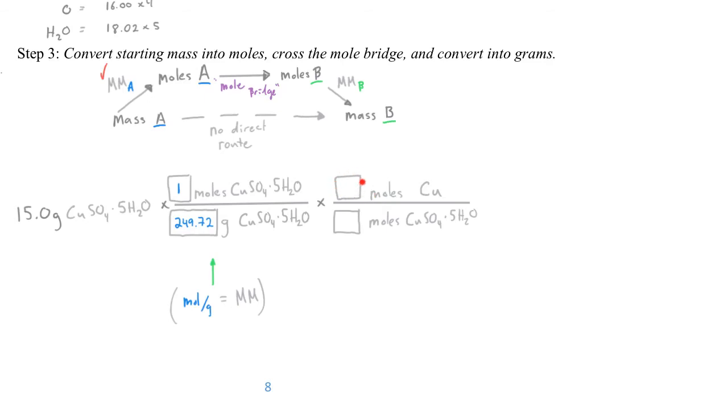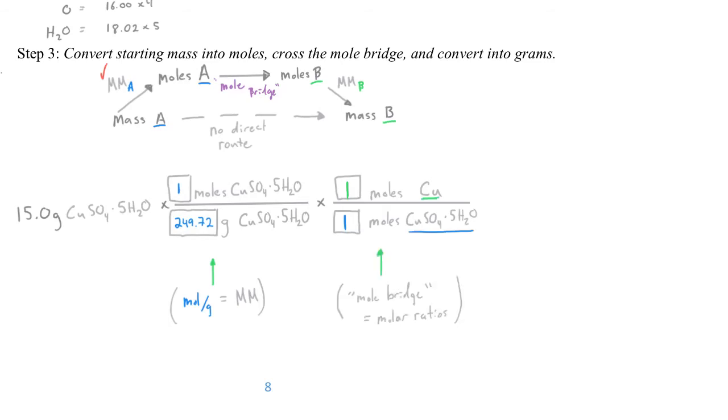So where do we get these values from? Well, if you need a hint, think about it this way. What if I had exactly 1 mole of copper sulfate pentahydrate? If I had exactly 1 mole of copper sulfate pentahydrate, how many moles of copper would I have? That's right, because each mole of copper sulfate pentahydrate has 1 copper atom in the formula. That means it's a 1-to-1 ratio. So 1 mole of copper sulfate pentahydrate is equal to 1 mole of copper. And there's our mole bridge.